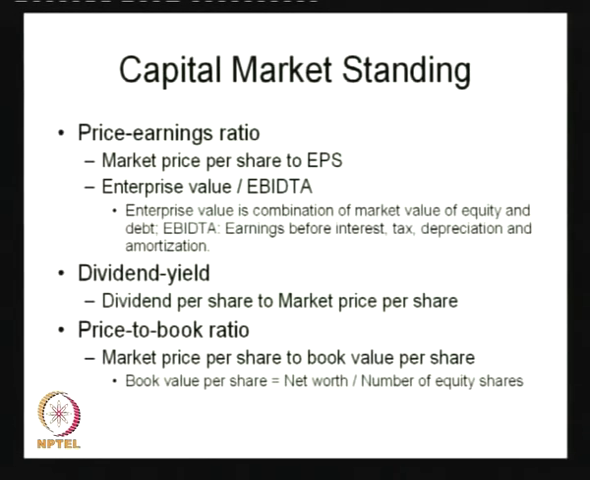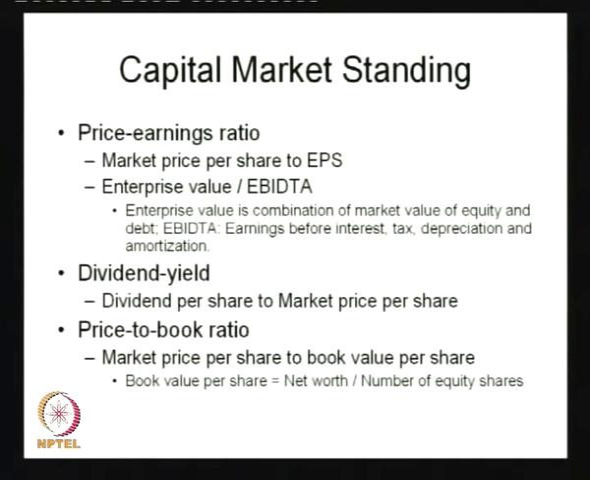Then we have the next category of ratios: dividend yield, and then the price to book ratio. Dividend yield is nothing but the dividend per share to the market price per share. So, if the dividend is 2 rupees and the market price is, let us say, 10 rupees, 2 by 10 comes to 20%, the dividend yield.